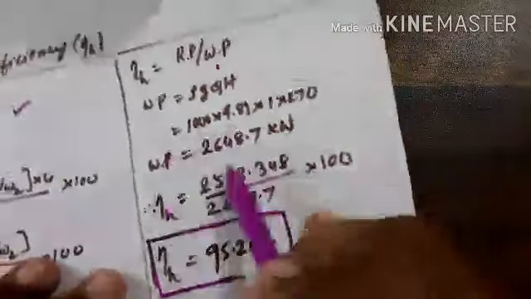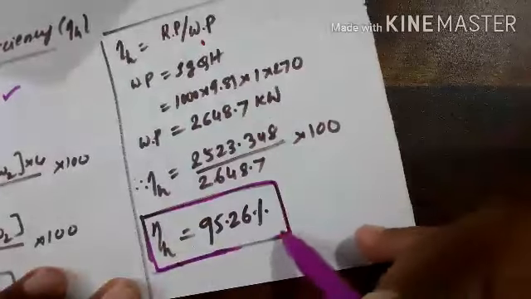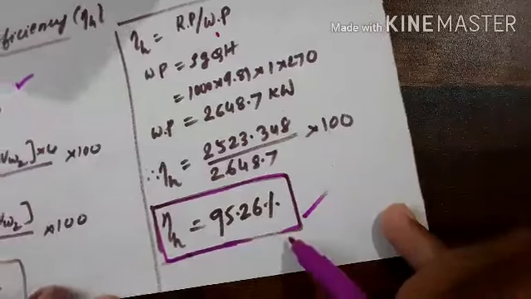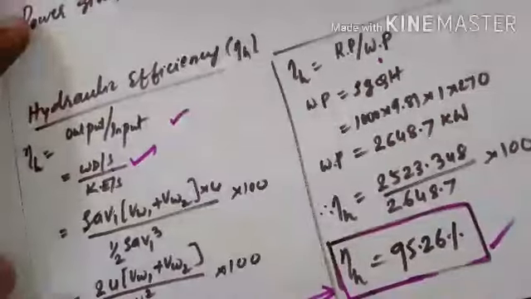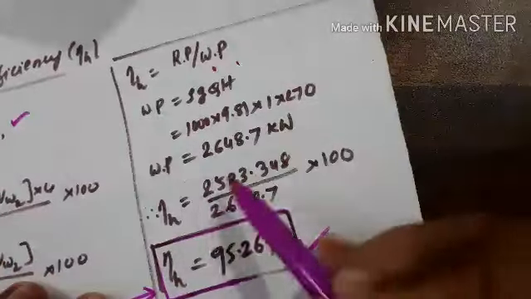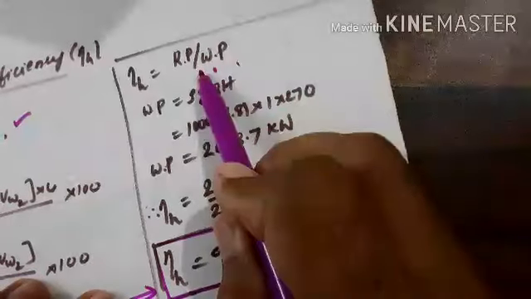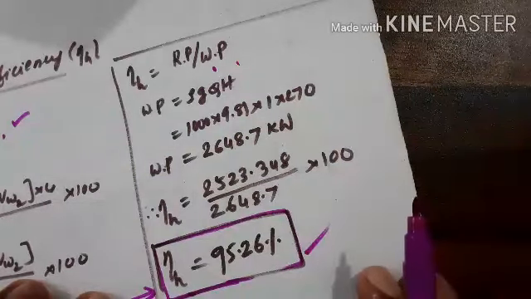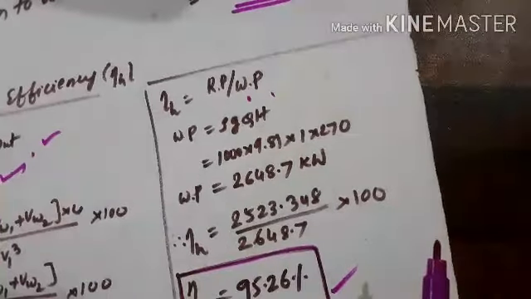So since some of the losses have been considered here, this much is the efficiency we get. Both answers are correct. This is from this formula and this is from this formula, and both are correct. You can use any formula to calculate the hydraulic efficiency here, that is runner power by water power. I hope you understood this one.